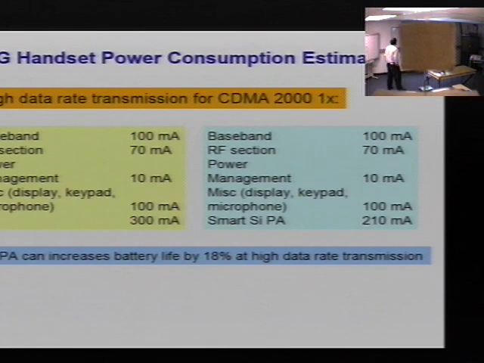And really looking at the smart silicon power amplifier, we can increase the battery life by roughly 18% at high data rate transmissions. Either you can do that, or free up more power consumption for the baseband, so that you can essentially have more time for processing photos or videos or whatever you are transmitting. And so that's pretty much a summary.